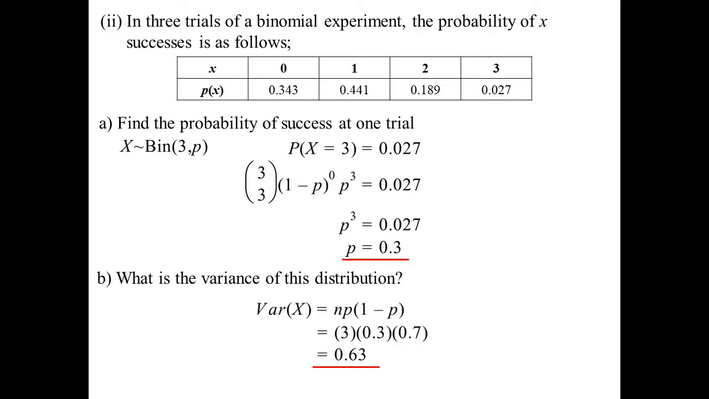Well, okay, we said it was npq, but q is 1 minus p. So np(1 minus p), just a matter of substituting in, 0.63 is our variance.